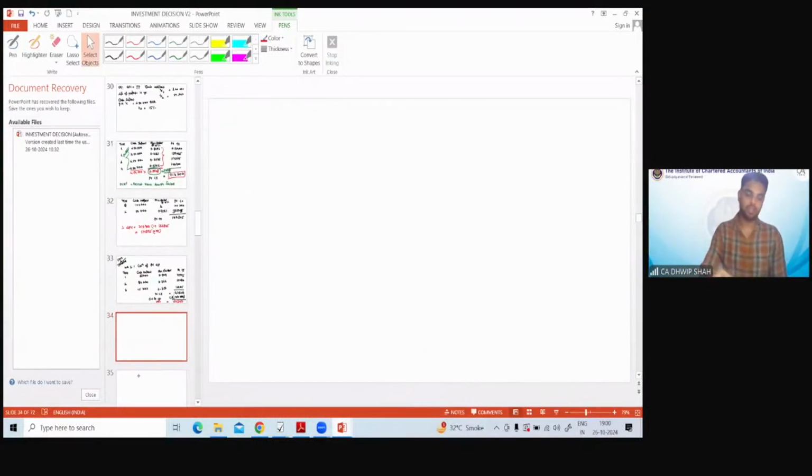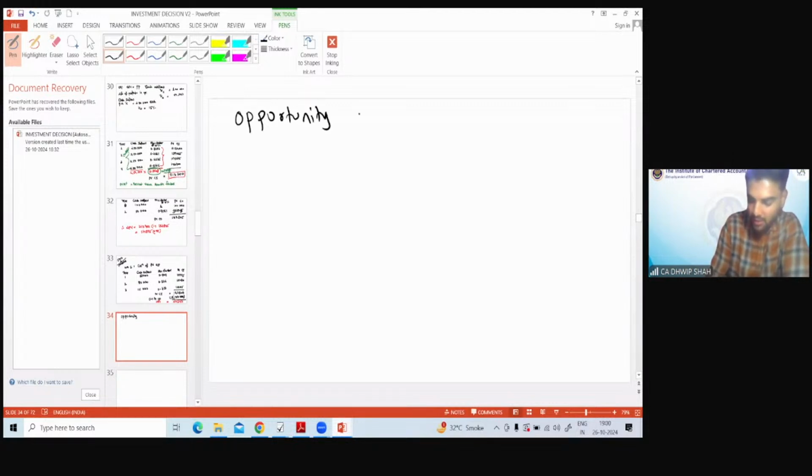Now, yesterday, someone asked me about, sir, what about opportunity cost? So let's discuss that. See, there are certain crucial pointers that I've already discussed. In addition to that, we have two more crucial aspects that we need to consider. See, as far as financial management is concerned, opportunity cost is always relevant for our calculation.